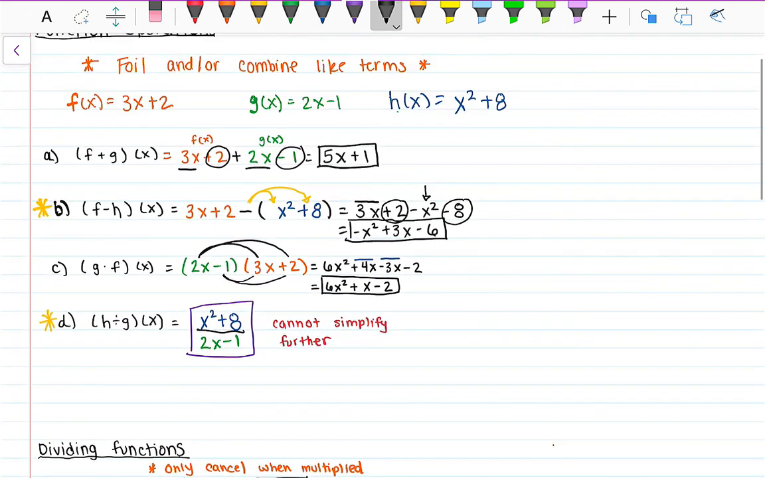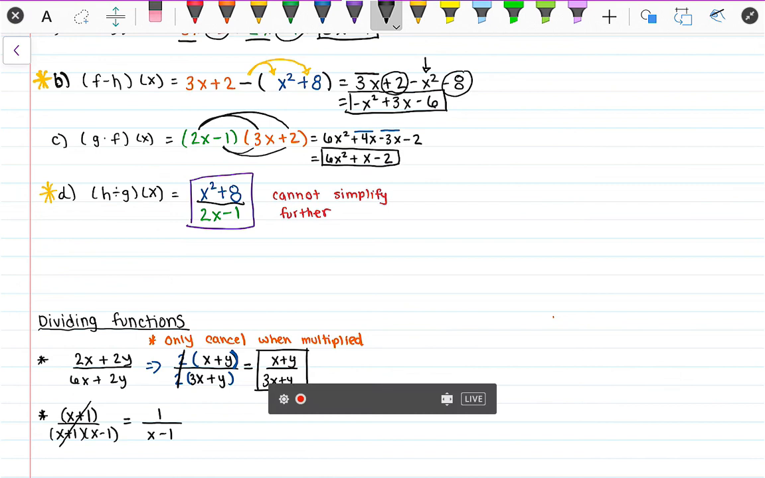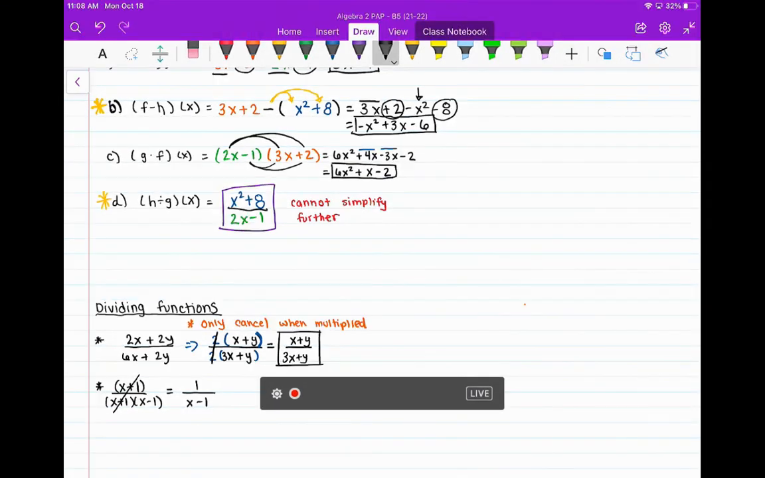All right, so this was function operations. So if you have any questions, just let me know when I get back or ask your group members. How about that?